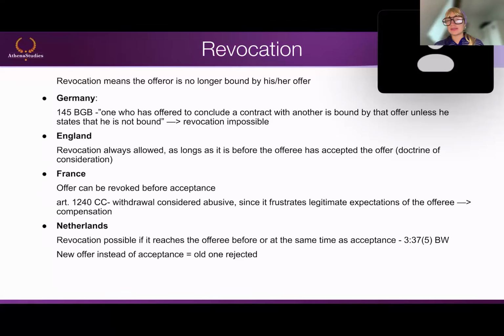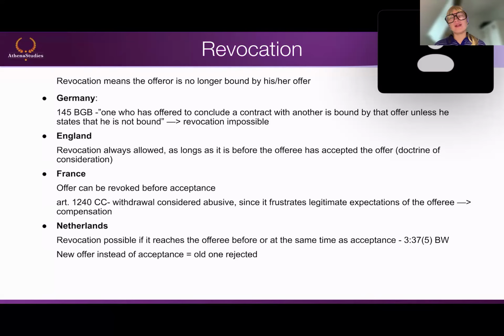In England, we have the complete opposite approach. It says that you can revoke anytime you want, as long as it is before the acceptance, as long as it is before the acceptance has reached the offeror. Sorry, the offeree. So, yes, it's a more lenient approach.